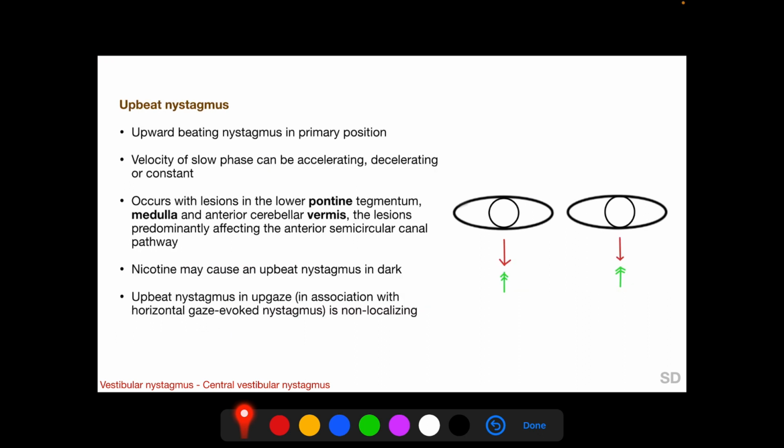In upbeat nystagmus, we will find an upward beating nystagmus in primary position, and like downbeat nystagmus, velocity of slow phase of upbeat nystagmus can be accelerating, decelerating, or constant. Upbeat nystagmus occurs with lesions in the lower pons and medulla and the anterior cerebellar vermis. Lesions here predominantly affect the anterior semicircular canal pathway, thus resulting in the upbeat nystagmus. Nicotine may cause an upbeat nystagmus in the dark, and we may find an upbeat nystagmus in upgaze in association with a horizontal gaze-evoked nystagmus, but that is non-localizing.